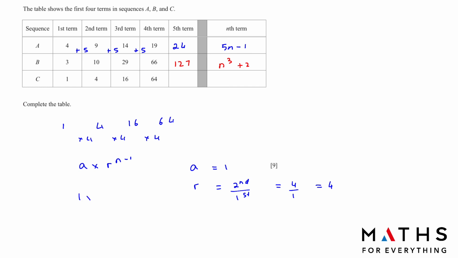So 1 multiplied by 4 to the power of n minus 1. Because it is multiplied by 1, no need to write it. So our nth term is 4 to the power of n minus 1. What will our fifth term be? In place of n, we are going to put 5. And this will give us 256. So we have completed this question.